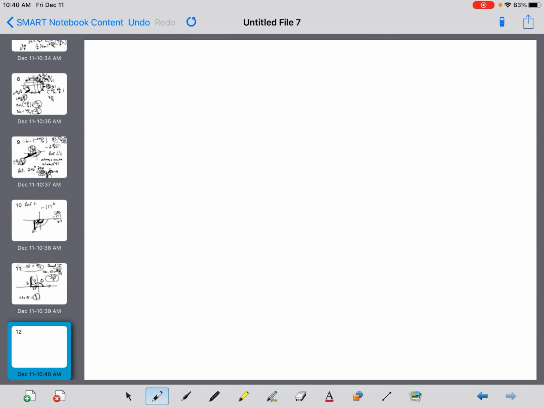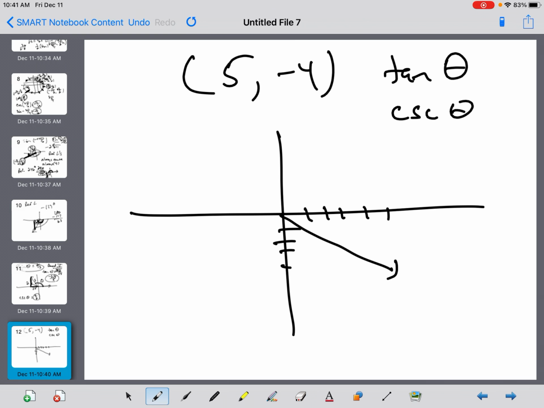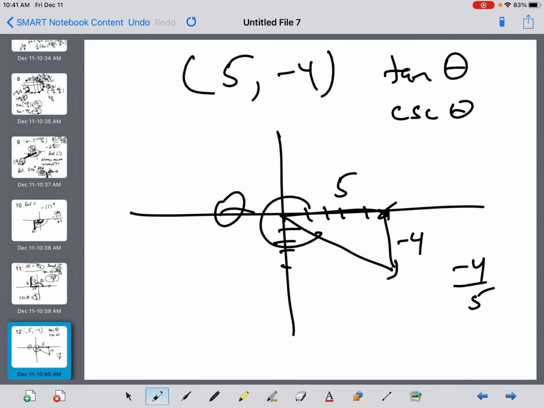Let's do another one. What if they told you that a point stopped at 5, -4, and they wanted you to find the tangent of that angle? Then let's say you also had to find the cosecant of that angle. All right, so how do I draw 5, -4? That's where the terminal side goes through. So this thing right here is my theta, but I draw this up, and this is the 5, and this is the -4. So the tangent of this is going to be -4/5. Y over X is tangent.